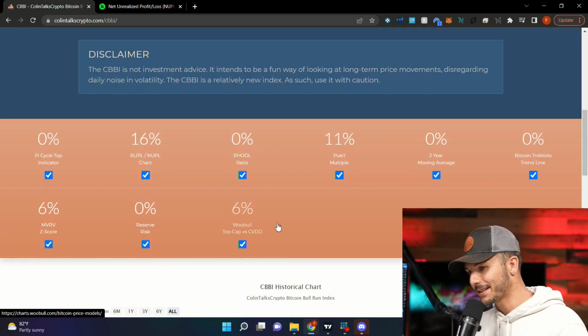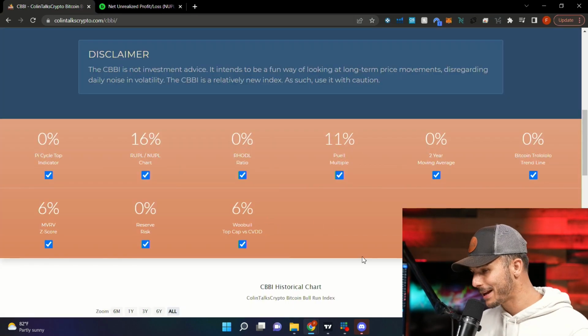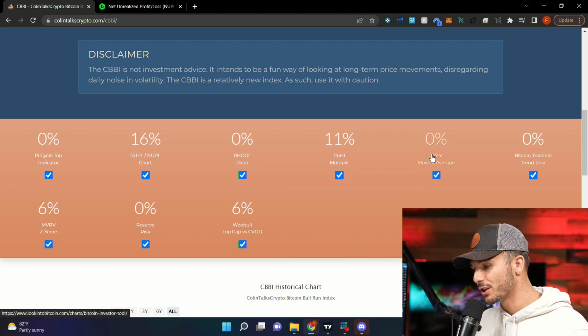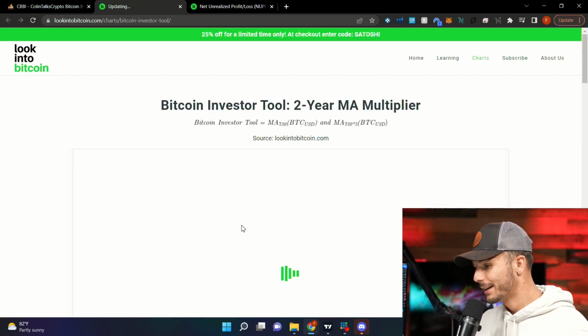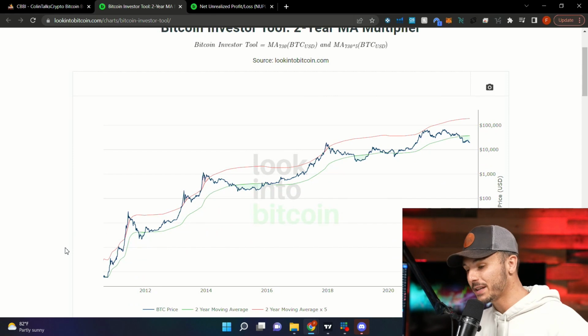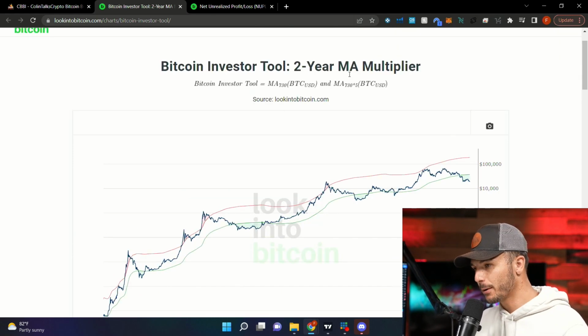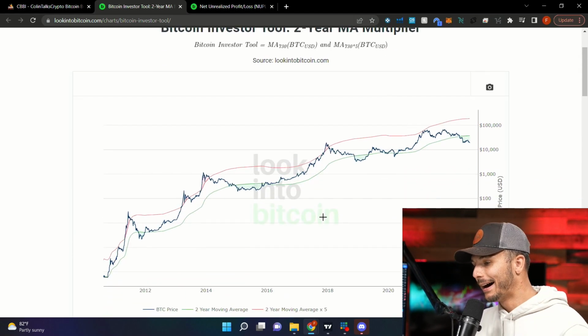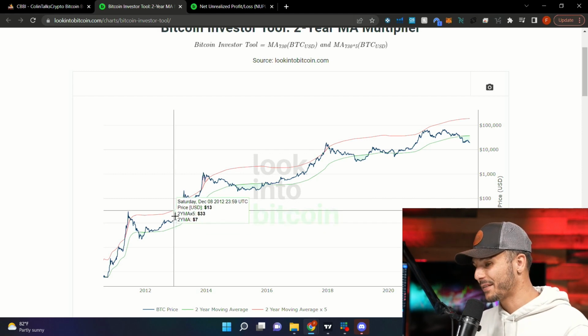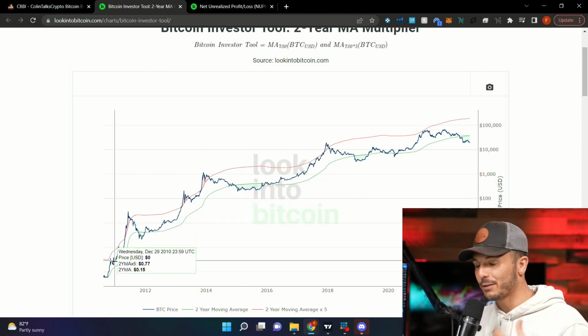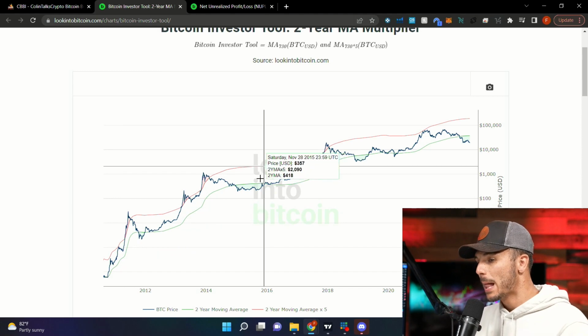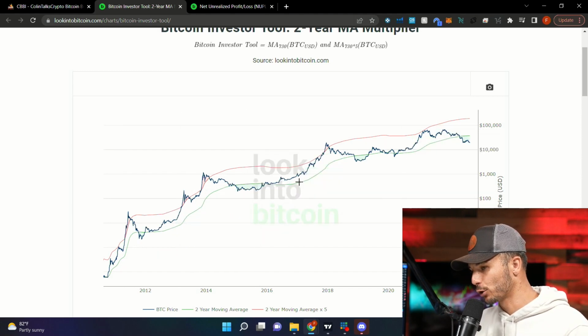Now, coming back to the CBBI, I want to look at another metric here, and that is going to be the 200-week moving average. Now, I actually covered this in our previous video. You could see here, 2-year moving average multiplier. Now, I went over this in my original video and kind of explained what this is. It's a 2-year moving average and then a multiple of a 2-year moving average, which basically gives you these two lines. You have a green line and a red line.